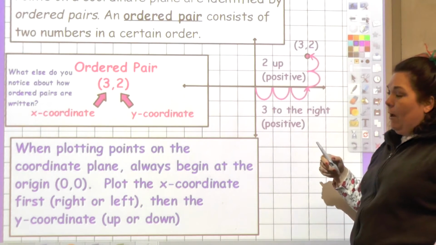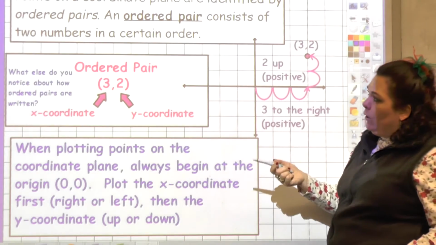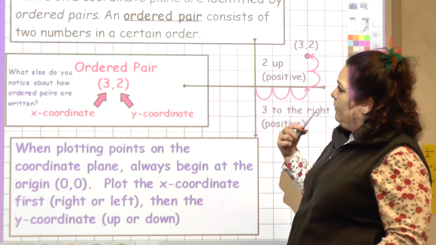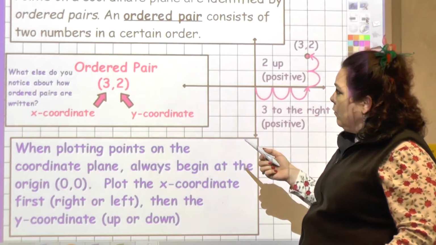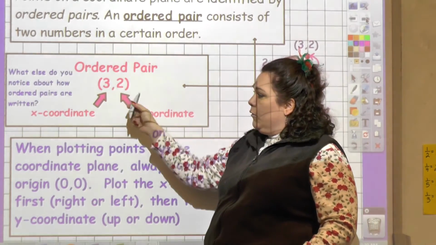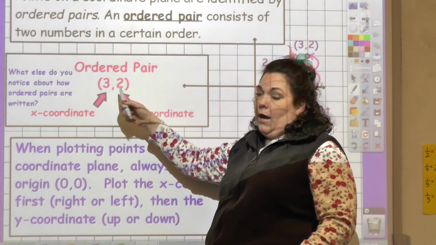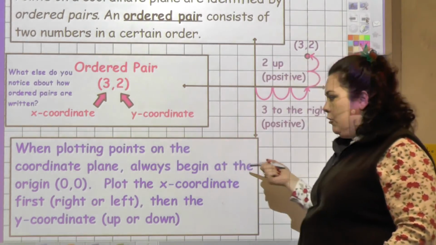I'll show you how the negatives work. Points on the coordinate plane are identified by ordered pairs. An ordered pair consists of 2 numbers in a certain order. So this is the x, this is the y. It's always 2 numbers, and that's what you're going to plot.